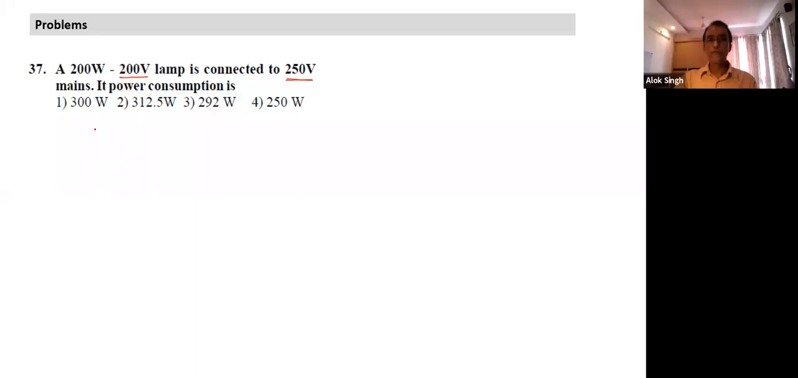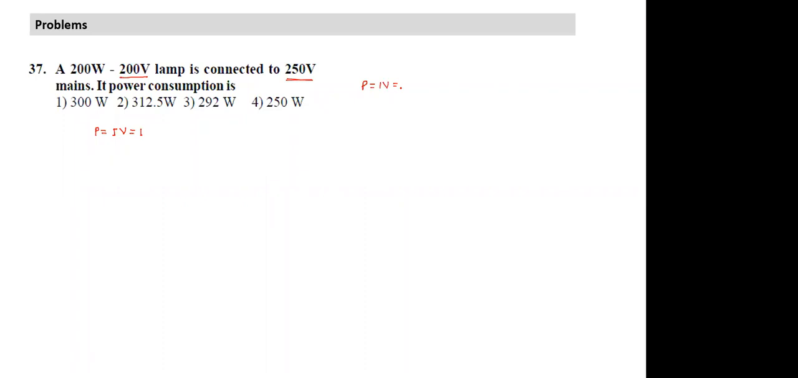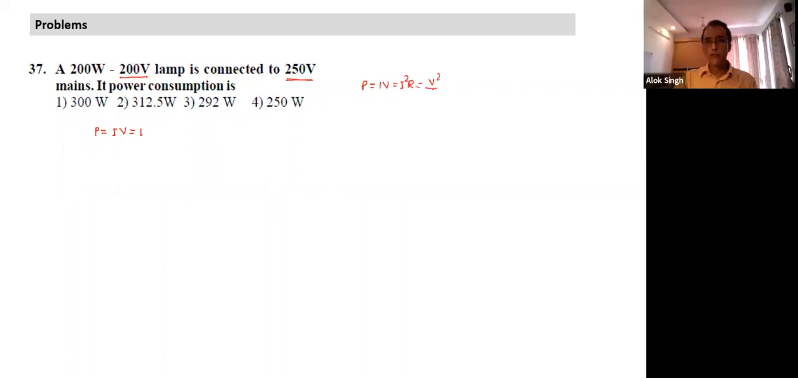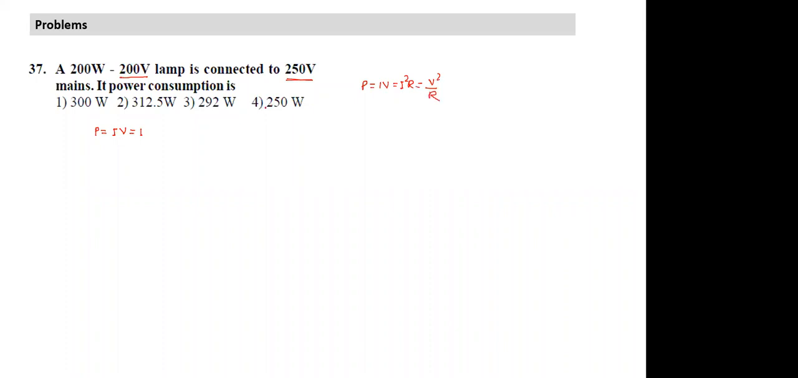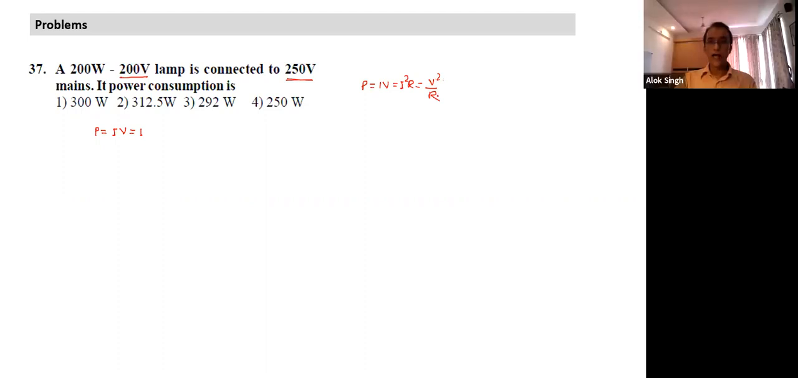So first thing, initially what is power equal to? Power can be written in three forms. IV is equal to... so power can be written as IV. What are the other forms it can be written as? I square R, and V square by R. Which formula should I use here in this case? V square by R, I guess. Why V square by R? Because R is not changing. The same lamp.